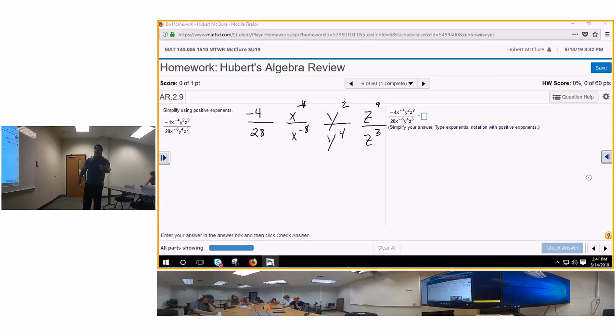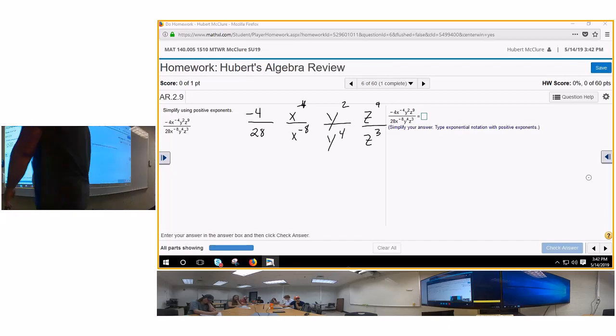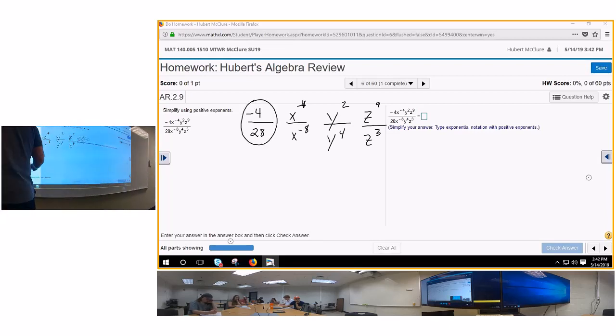You can use the power rule with the inverse rule. You can use the quotient rule. You can use the inverse rule, then the power rule, however you want to. I'm going to go ahead and do this one. That's going to be negative 1 over 7.